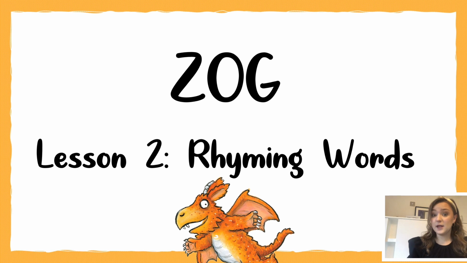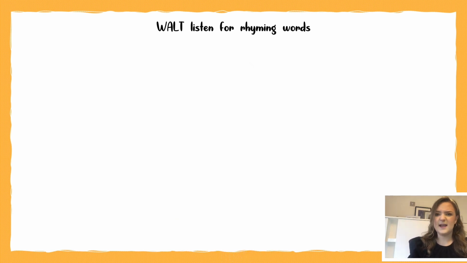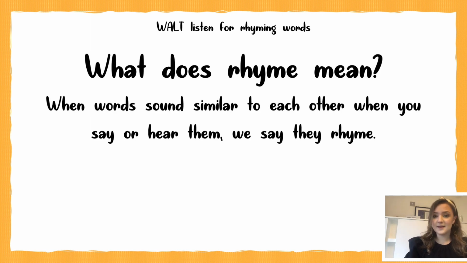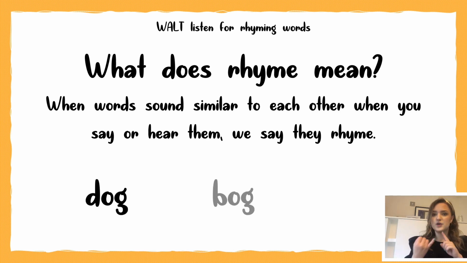Today we're going to be looking at rhyming words. Before we start, let's have a think about what I mean by rhyming words. When words sound similar to each other when we say or hear them, we say that they rhyme. Let's look at an example of some rhyming words. I've got the words dog, bog, zog.